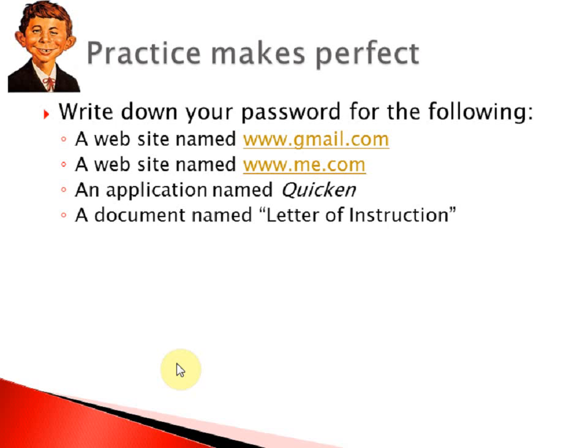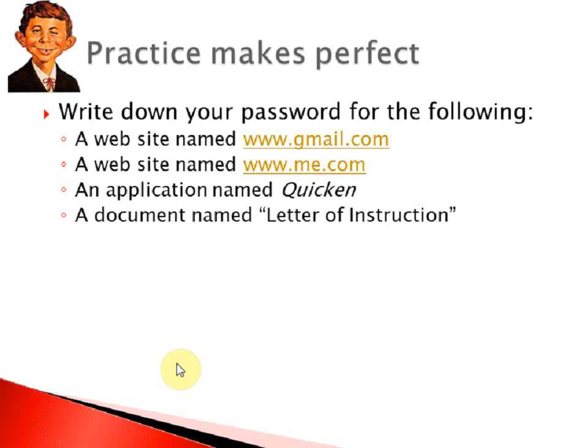Let's do this. Think about an application named Quicken that might require a password, an application you have on your computer. You're going to use the Q, the U, the E, and the N of Quicken to create your password. And if you have documents that you want to secure, you're going to use the name of the document to secure it, using the same pattern.